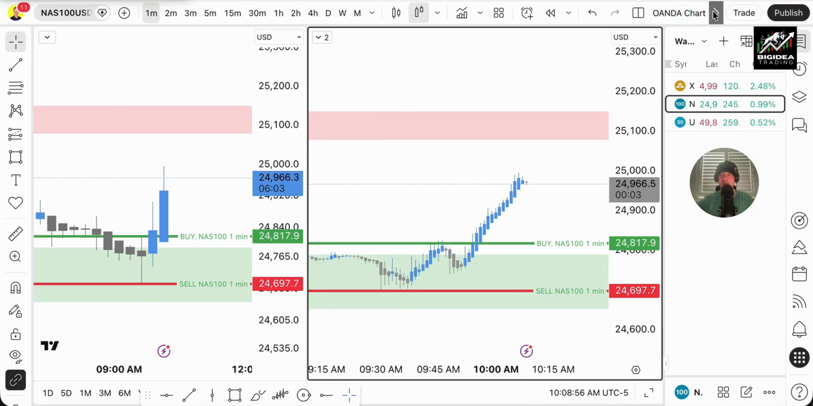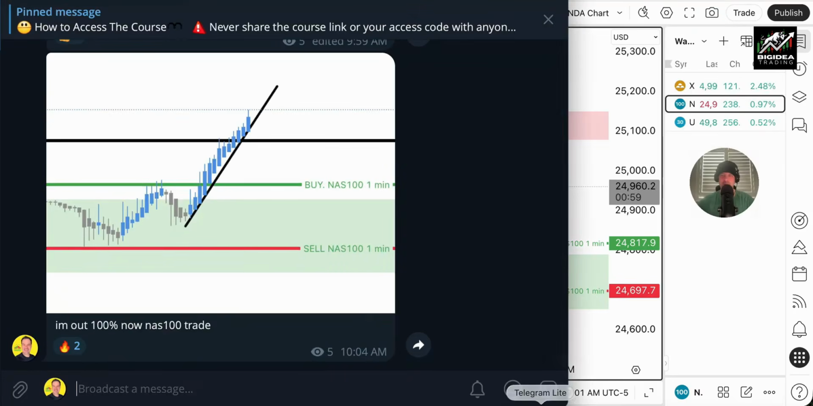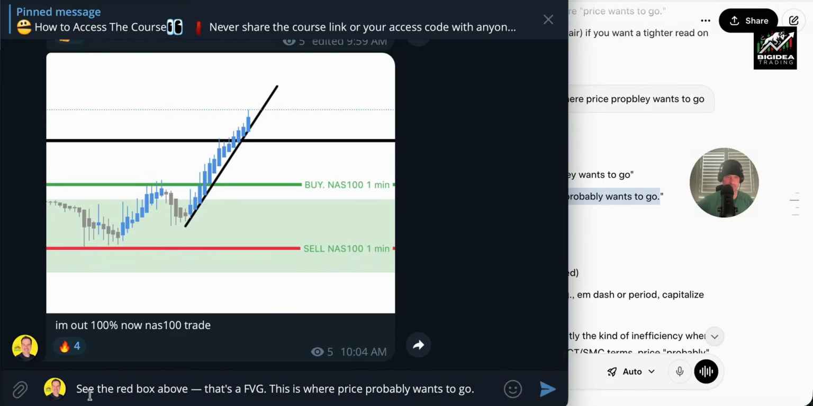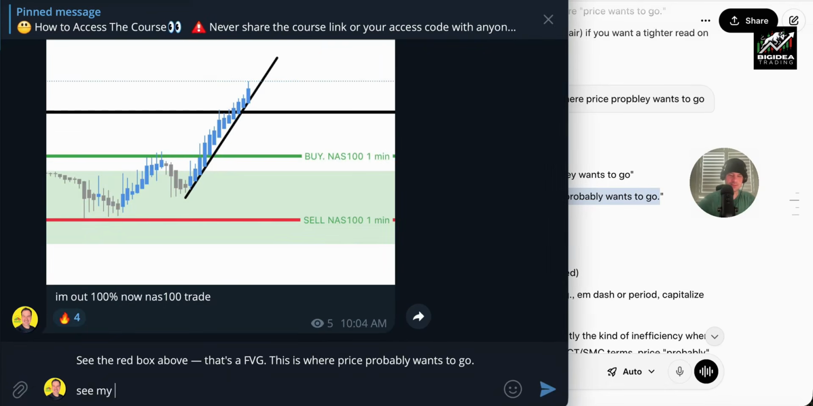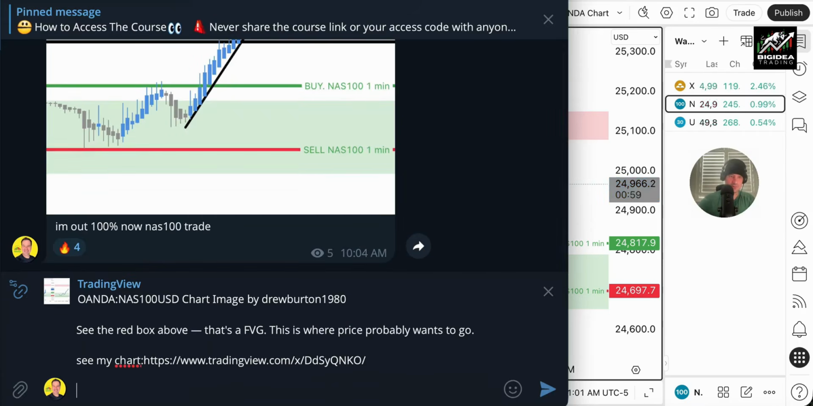So I'm going to save that one, go back here, take this, copy link, go in the chat, see the red box above, boom, see the red box above, that's the fair value gap. This is where price probably wants to go. Okay. See my chart. Put that there, and then I like to put the name of the chart is OANDA NAS 100.